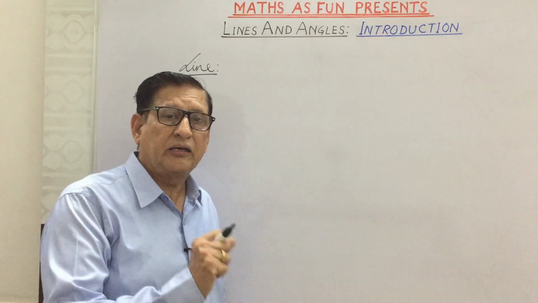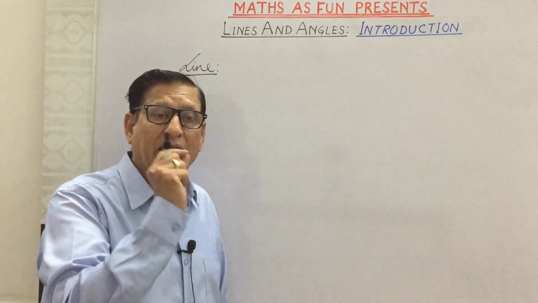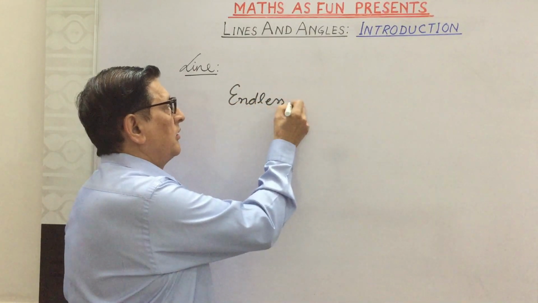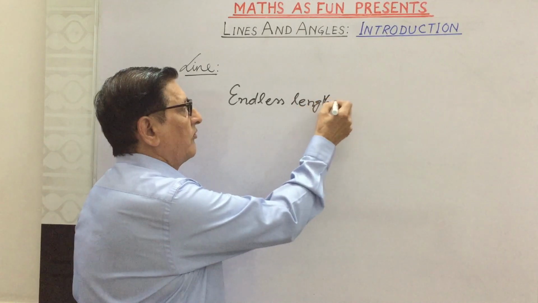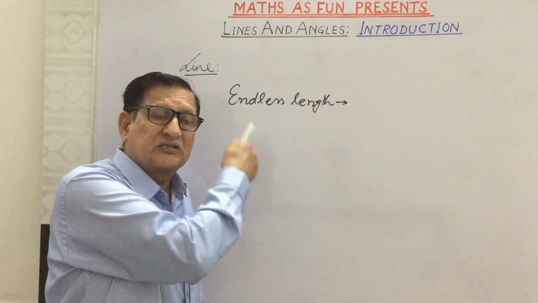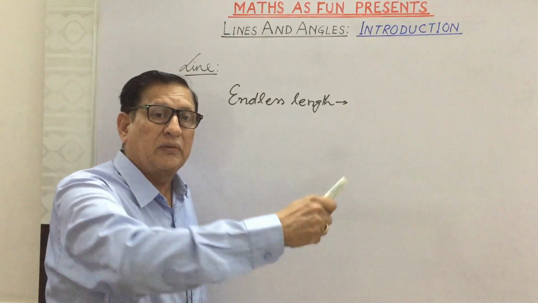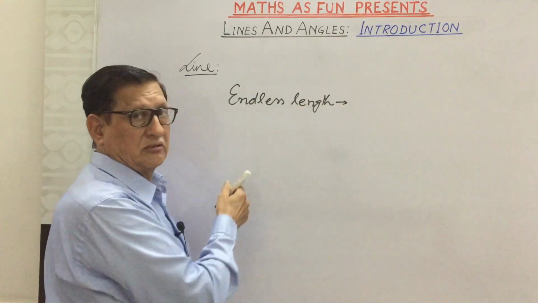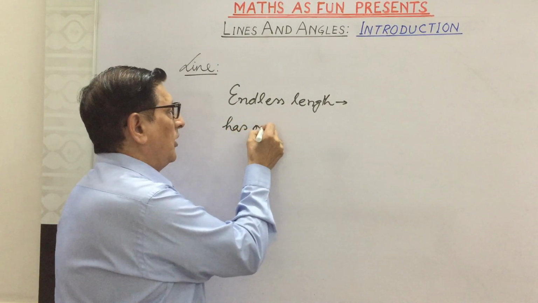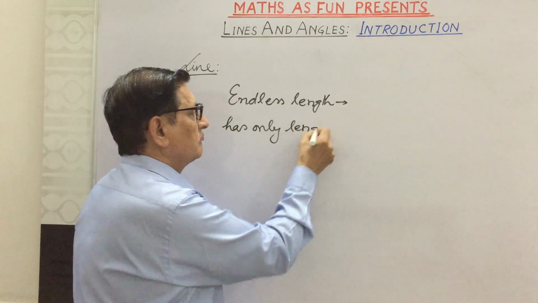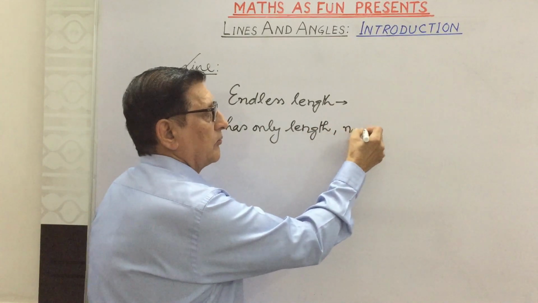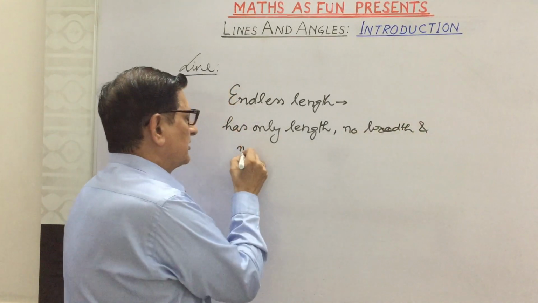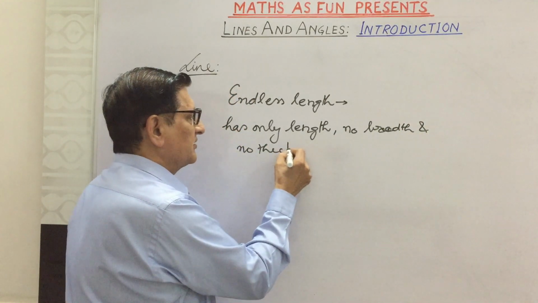Coming to the line now. A line is endless length. What does it mean? Endless means there are no ends to a line. A line may be of infinite length. And it has only length, no breadth and no thickness. That is the meaning of this.